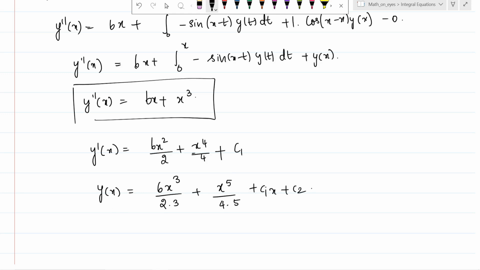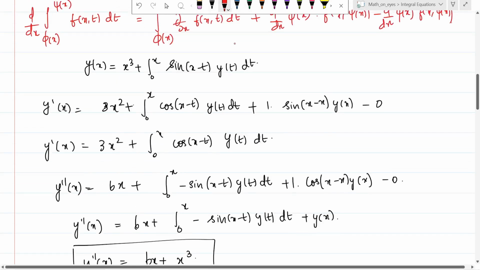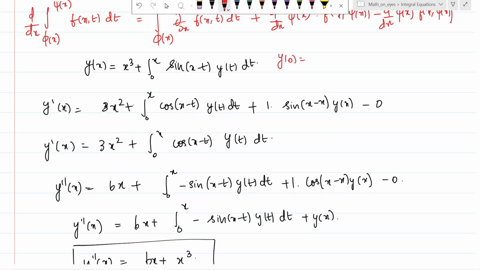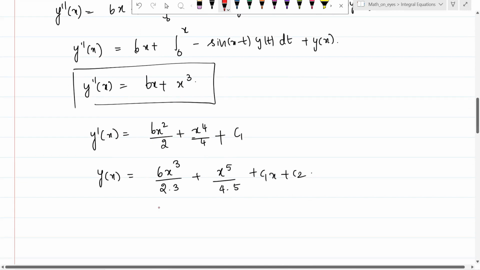But we need to find c1 and c2, right? Here, in the original equation, if you put x equal to 0, what will happen? y of 0 will become 0 plus integral 0 to 0, which is 0. And from the derivative equation, we can find y dash of 0, the initial condition at 0. When you substitute 0, the lower and upper limits are equal, so we get 0 here and eventually this is also 0. So y dash of 0 is also 0.